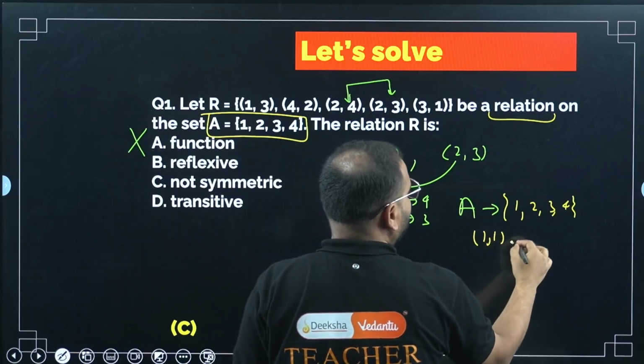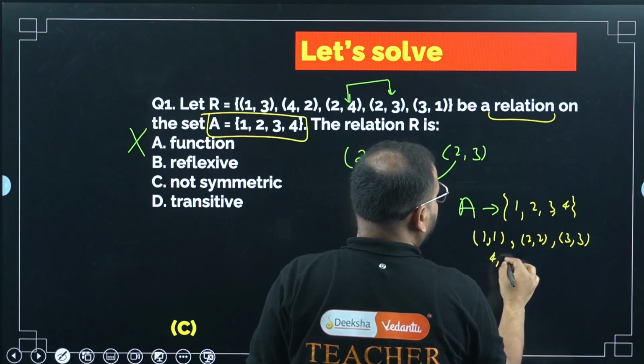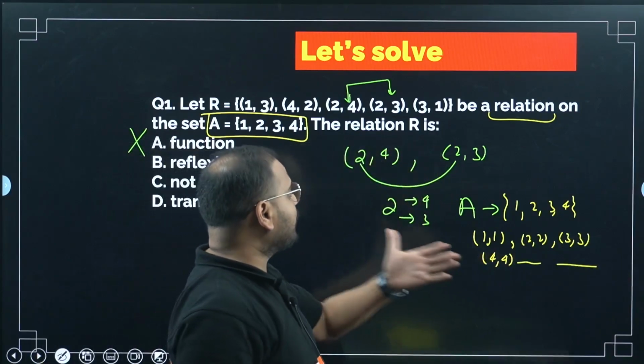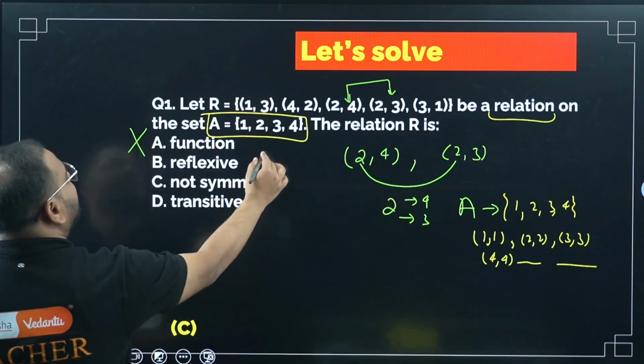(1,1), (2,2), (3,3) should also be there, and (4,4), and then other things can also come, no problem. (1,1), (2,2), (3,3), (4,4). But they are not here, no? (1,1), (2,2), (3,3), (4,4), not there. So I cannot take this to be reflexive.